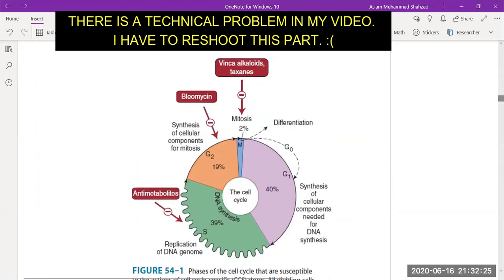So what are the drugs doing? Drugs are acting on different cell cycle phases. For example, bleomycin is acting on the G2 phase, especially at that section where the synthesis of the cellular components for mitosis is undergoing. So they are trying to inhibit the cellular components for mitosis. Then vinca alkaloids and taxanes inhibit mitosis. Then we have antimetabolite drugs that are responsible for inhibiting the replication of the DNA genome. And then we also have some drugs that are affecting the G1 phase.